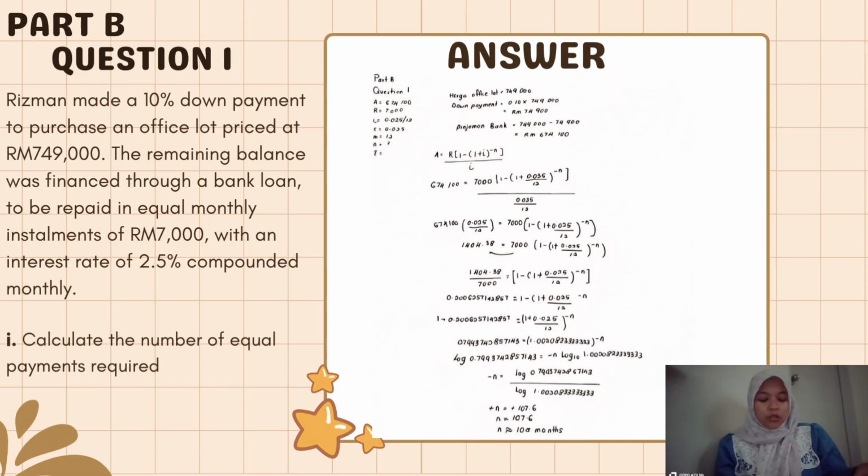After you divide them you can get the value of the dividing is minus 1007.6, and the n on the left is also minus, and the answer of the dividing is also minus, so we have to cancel the minus on the left and right. Then we can get the answer of the n in positive, and the answer of this question is the value of the n is 108 months.